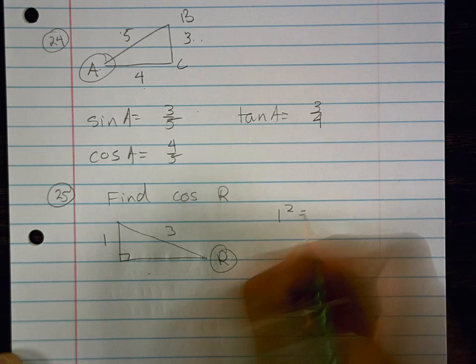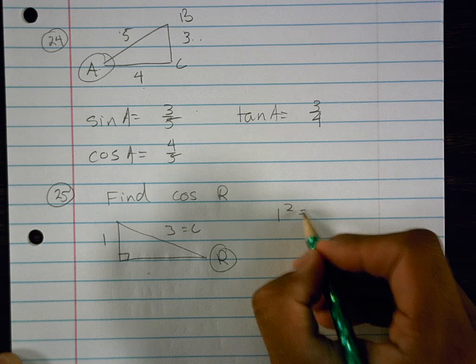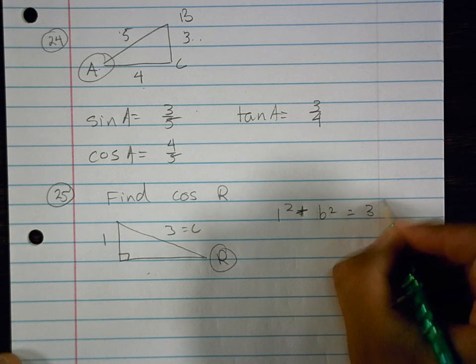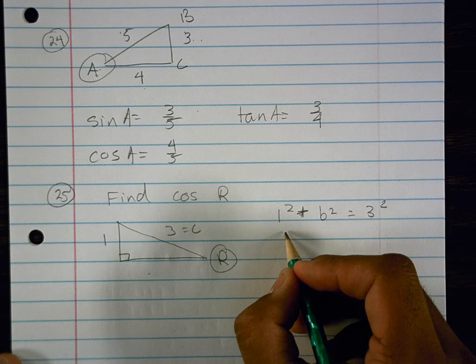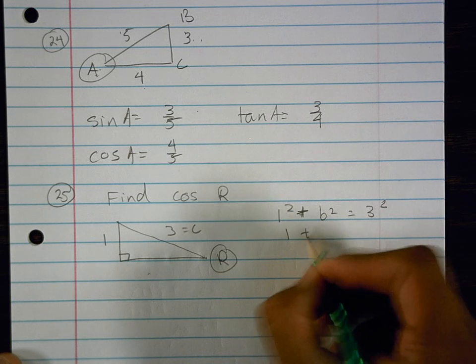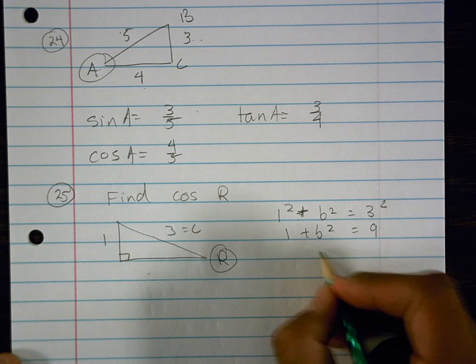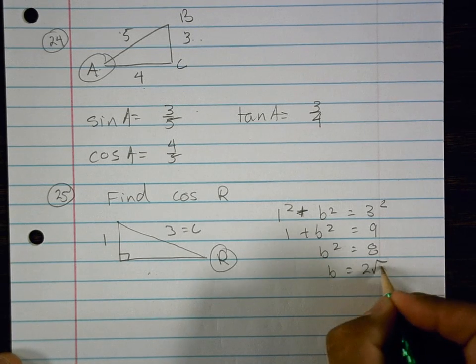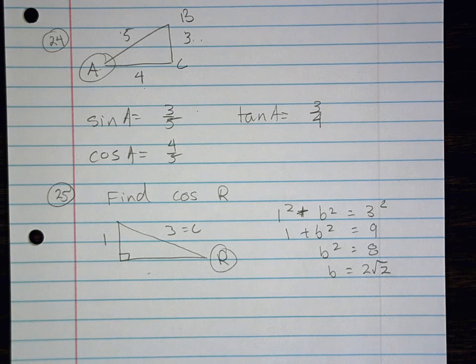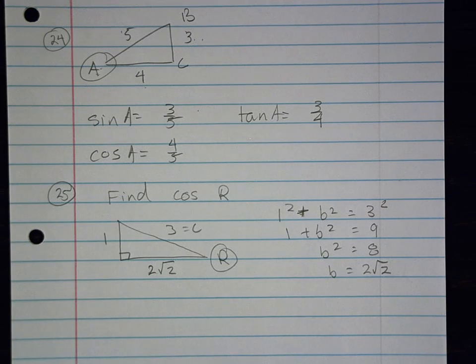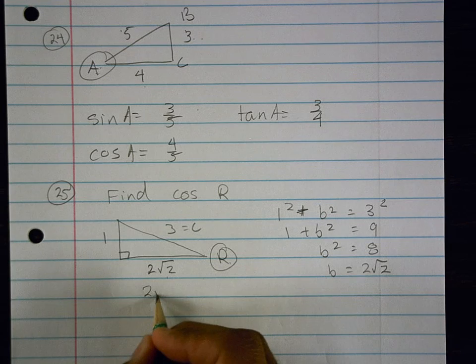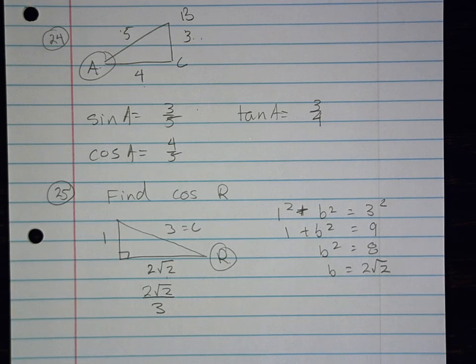So I could say 1 squared. Now this one is C technically, right? 1 squared plus B squared equals 3 squared. And that gives us 1 plus B squared equals 9. B squared equals 8, and B equals 2 root 2. I'm going to take the square root of that on both sides. So this side is 2 root 2. So to find the cosine would be adjacent over hypotenuse, which is that right there.